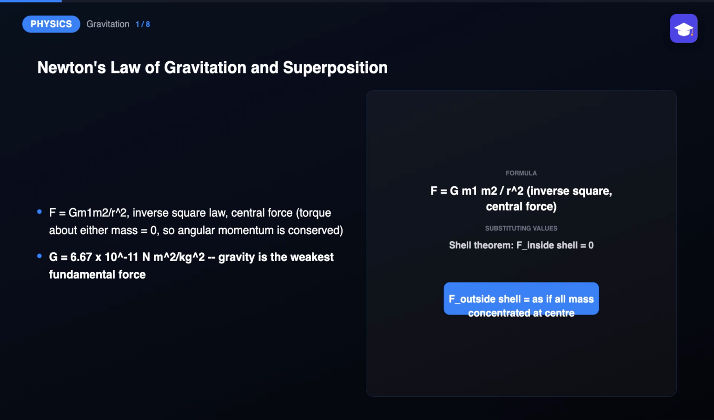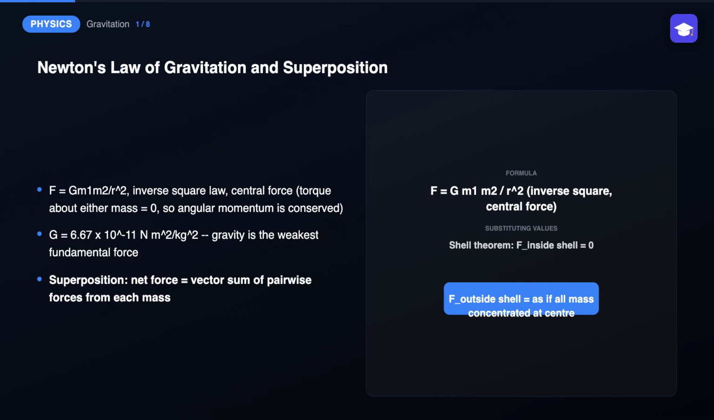This is an inverse square law. Force falls off with the square of separation, and it's a central force, always acting along the line joining the two masses, which has an important consequence. Since torque about either mass is zero, angular momentum about that point is always conserved, a fact JEE uses repeatedly in orbital mechanics problems.